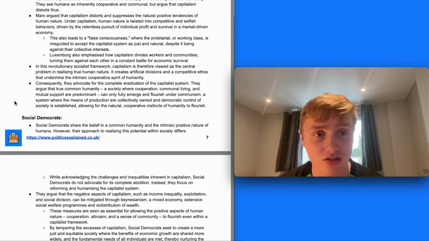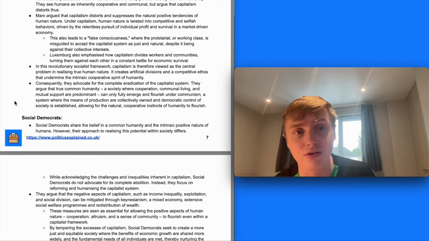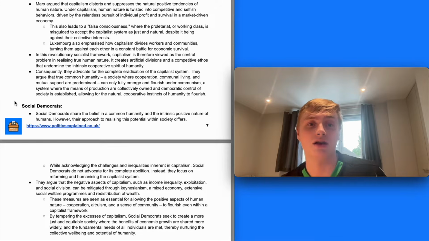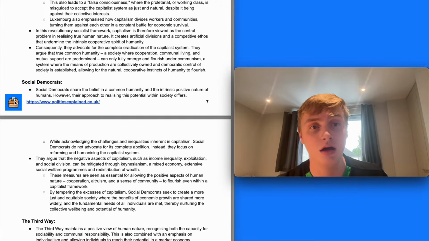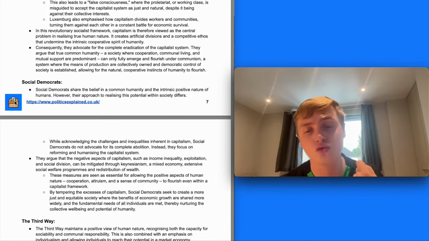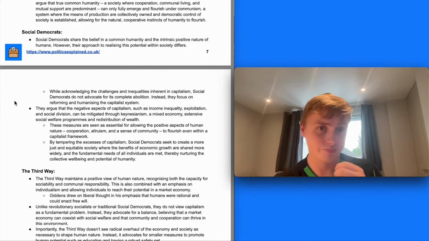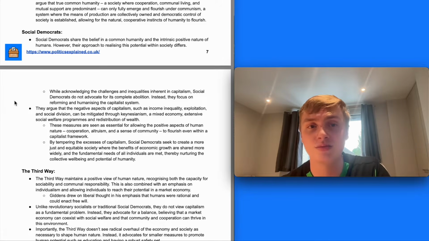And you see Luxemburg, another revolutionary socialist, emphasising how capitalism divides workers and communities, turning them against each other in a constant battle for economic survival. So capitalism for revolutionary socialists is viewed as the central problem in realising true human nature, this true positive cooperative version of human nature, and the collective cooperative spirit of humanity. They therefore believe that the capitalist system should be completely abolished in favour of a communist system of cooperation and communal living, where the true positive, cooperative nature of humans can flourish. Social democrats share the belief in a common humanity and the intrinsic positive nature of humans, but their approach to realising this potential within society differs.